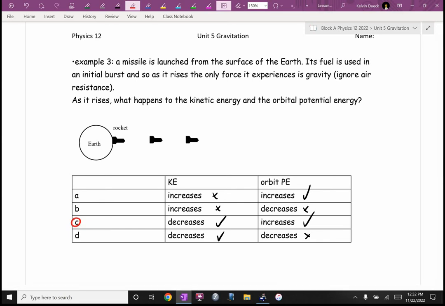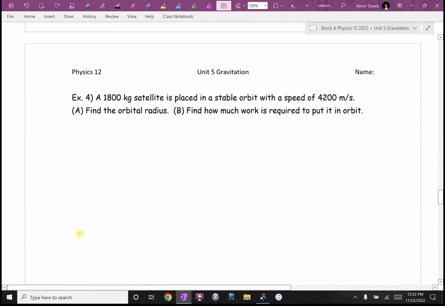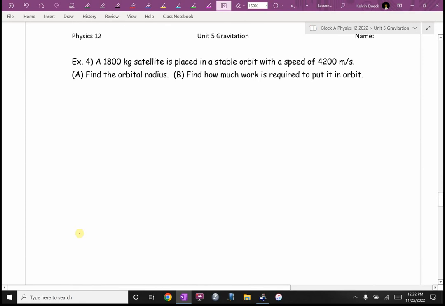This might give you an idea of some of the conceptual stuff I might throw at you in your future. But there's going to be some calculating stuff. Example four. Okay. An 1,800 kilogram satellite is placed in a stable orbit with a speed of 4,200 meters per second. A says find the orbital radius, and B, how much work?